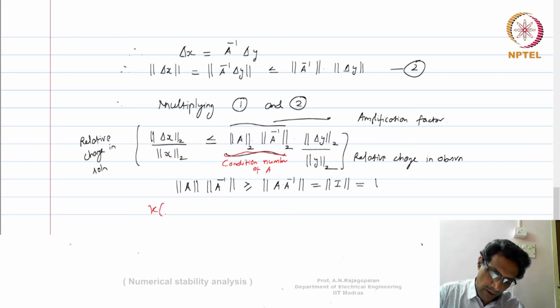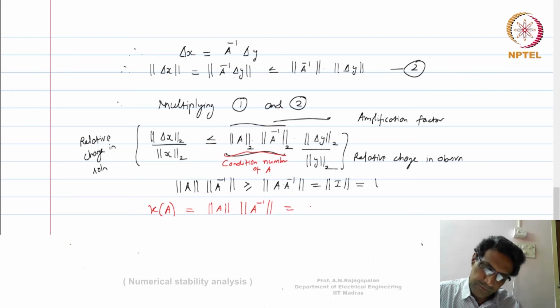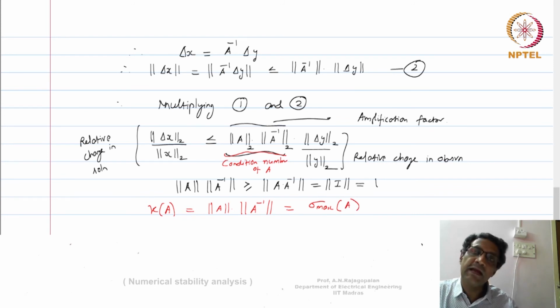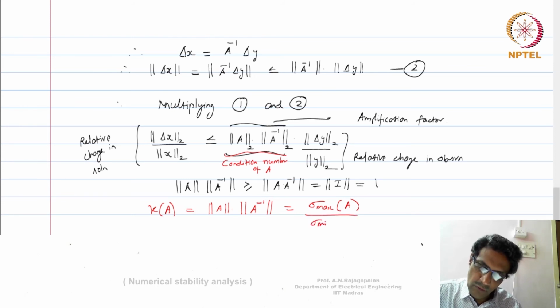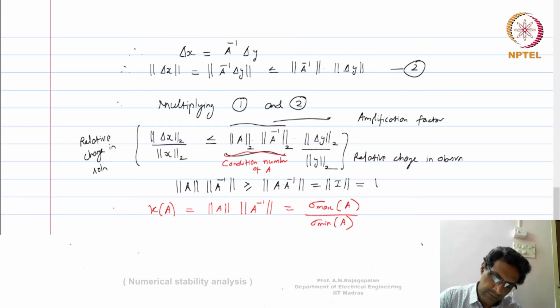It is denoted as kappa of A, equal to norm A into norm A inverse, which is equal to sigma max of A times norm of A inverse. Just as norm of A was sigma max of A, norm of A inverse is sigma max of A inverse, which is nothing but 1 by sigma min of A. Therefore, this is equal to the ratio of the maximum and minimum singular values of A.